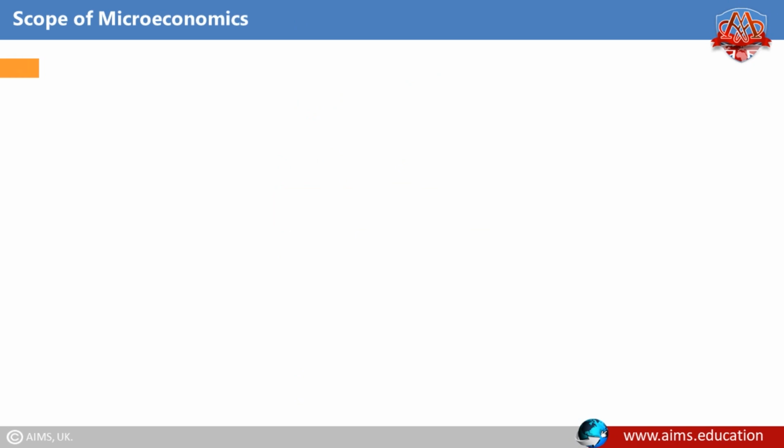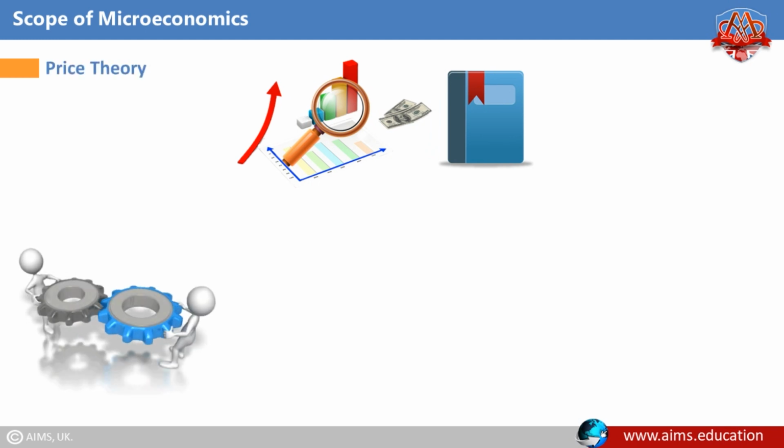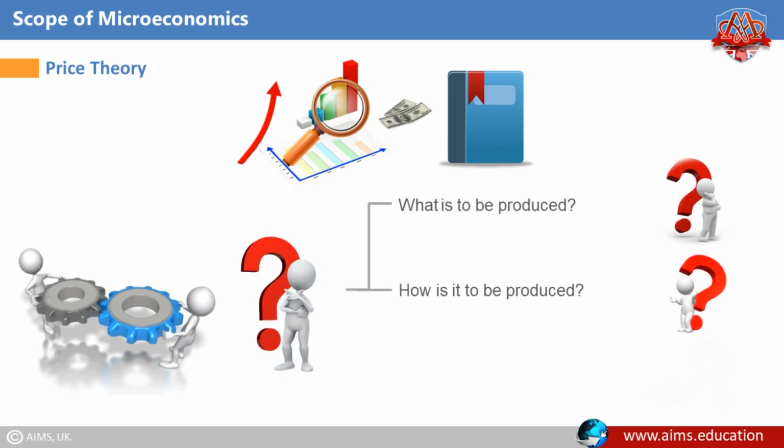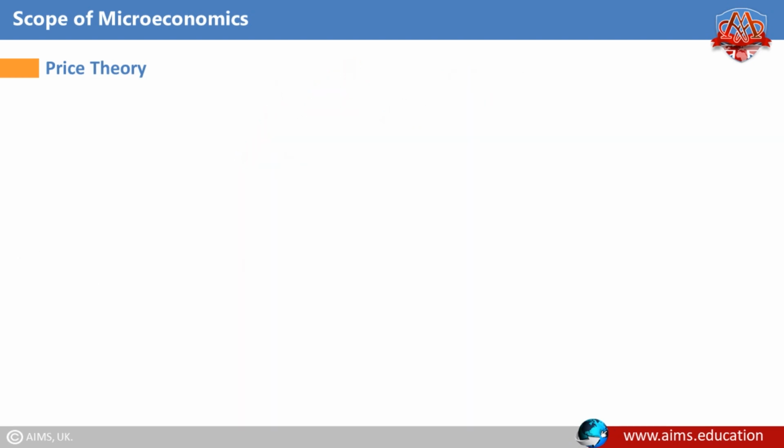The scope of microeconomics. The scope of microeconomics includes the following theories. Price theory. Each economic system has to make decisions regarding what is to be produced, how it is to be produced, and how the resources are going to be allocated. All such decisions, under capitalism, are performed with the help of the price mechanism.